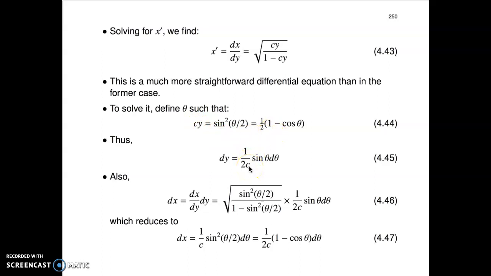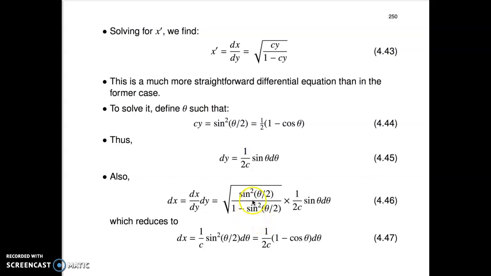There's the constant. And let's see, what about dx? Well, dx is dx by dy, multiplied by dy, here again is dy, dx by dy. If you look back up here, there it is, replace cy in two different places with this form of the expression relating theta and y. Okay, so as a result, things begin to simplify here.